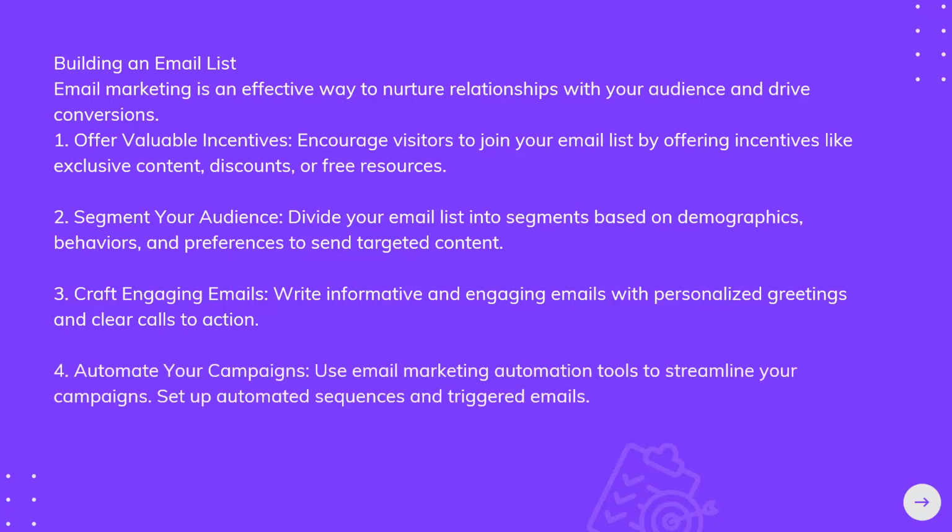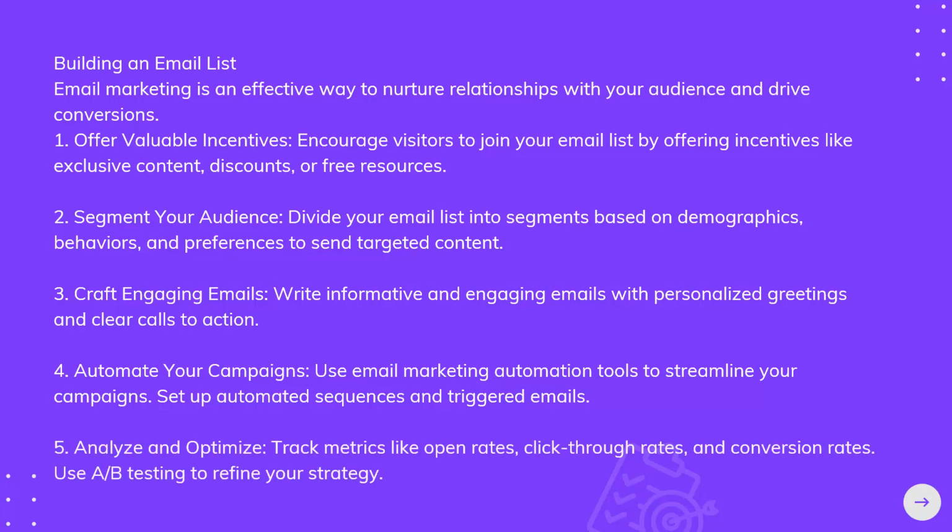Automate your campaigns. Use email marketing automation tools to streamline your campaigns. Set up automated sequences and triggered emails. Analyze and optimize. Track metrics like open rates, click-through rates, and conversion rates. Use A/B testing to refine your strategy. Leveraging SEO for increased visibility.